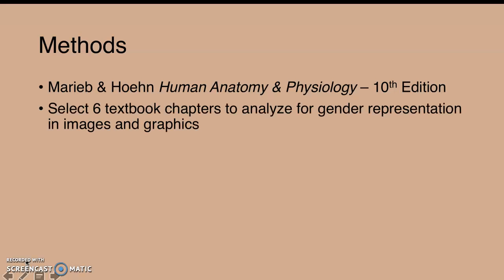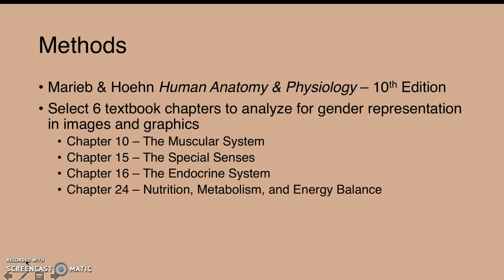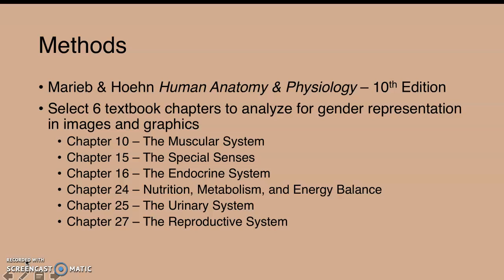And I selected 6 textbook chapters to analyze for gender representation in the images and the graphics. So I chose muscular system, the special senses, endocrine system, nutrition, metabolism, and energy balance, the urinary system, and of course, the reproductive system.